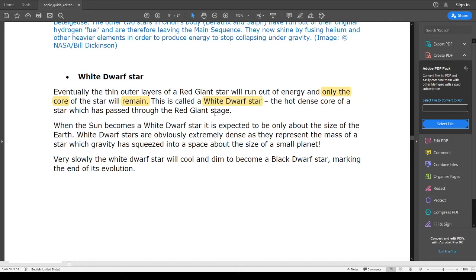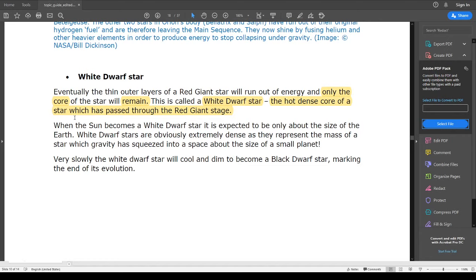Now, what is a white dwarf star? It is the hot, dense core of a star which has passed through the red giant stage. That's a white dwarf star. Okay? I hope it's clear so far.